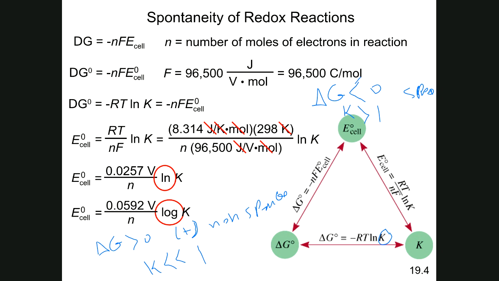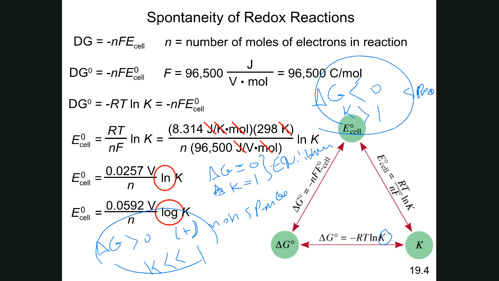We could also have the process at equilibrium. At equilibrium, the value for delta G is 0, and the value for K would be equal to 1. So this is equilibrium. So spontaneous, delta G is negative; non-spontaneous, delta G is positive; delta G is 0 at equilibrium.